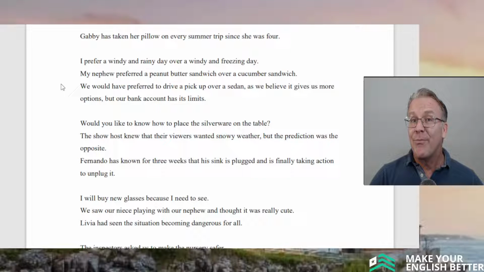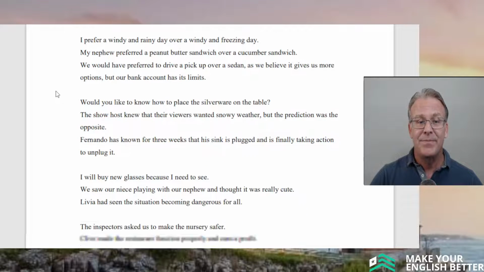We would have preferred to drive a pickup over a sedan, as we believe it gives us more options. But our bank account has its limits. This is a big problem, right? So we do not have the money to buy a pickup truck and we have to drive a sedan instead.